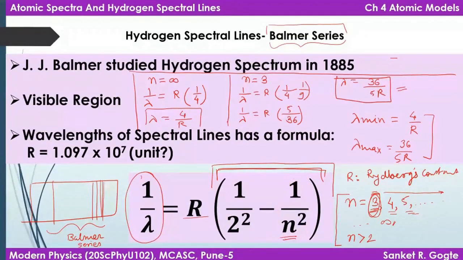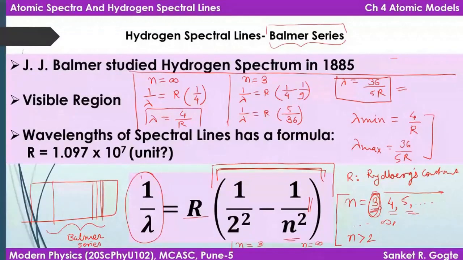Now, n can be infinity, or n can be equal to 3, the minimum possible value for n, and the maximum value goes to infinity. And therefore, 1 by n square will be maximum when n is minimum possible, and that is when n is equal to 3. So lambda max will occur when n is equal to 3, and minimum lambda will occur when n goes to infinity.